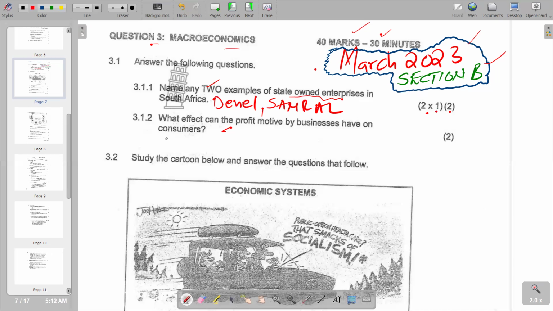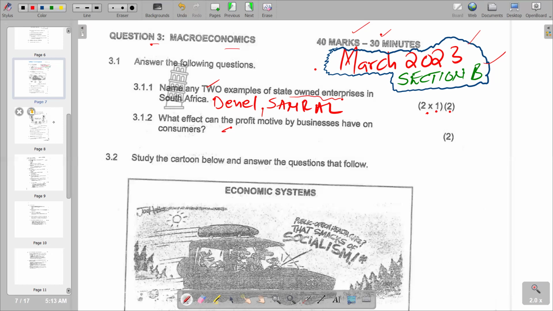Then we go to the second part of our question, which reads: what effect can the profit motive by businesses have on consumers? Since businesses are profit motivated and are only concerned about making profits, at the end of the day they are going to maximize profits by increasing prices. By increasing the prices, it is going to disadvantage the consumers.